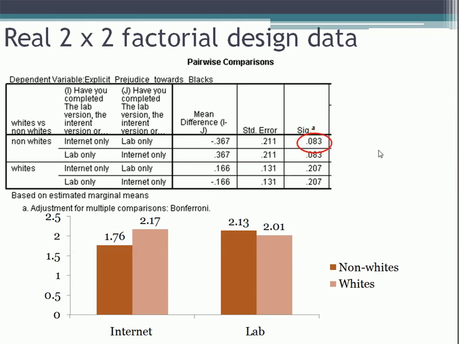When we do these direct comparisons, just like we did with the 3-level independent variable, we ultimately end up needing to compare each of these groups together. So we compare the non-whites on the internet to the whites on the internet, non-whites on the internet to non-whites in the lab, non-whites on the internet to whites in the lab. We do each of these comparisons. And here we see that for the non-whites, there's a marginally significant difference between this 1.76 and this 2.13. And I'd be willing to bet what's driving this interaction, though I don't have this table for you, is the difference here between the whites and non-whites on the internet.